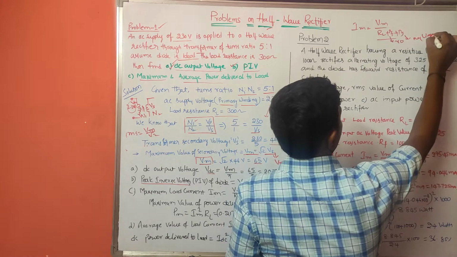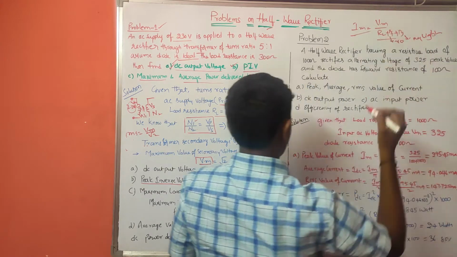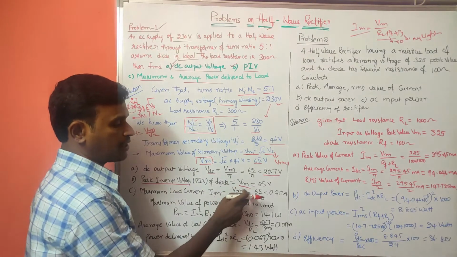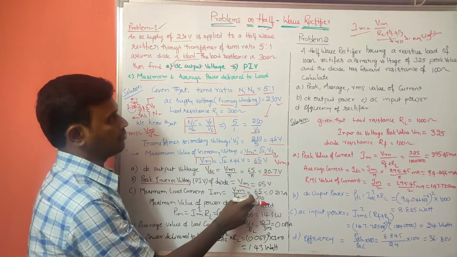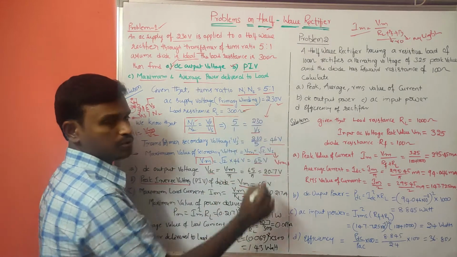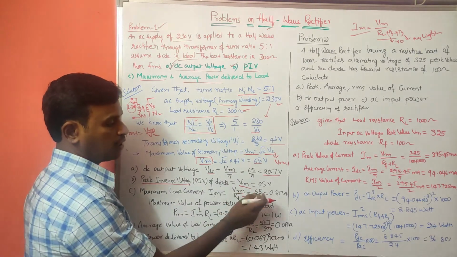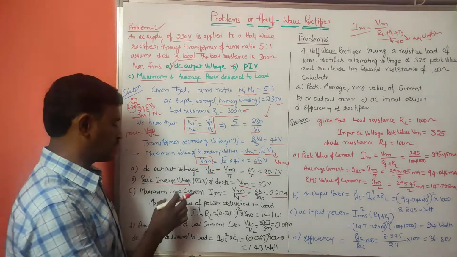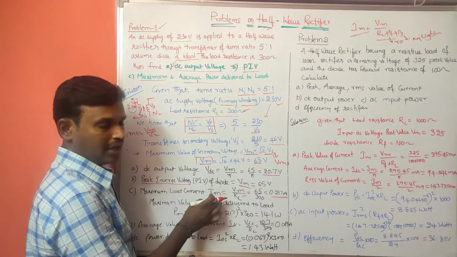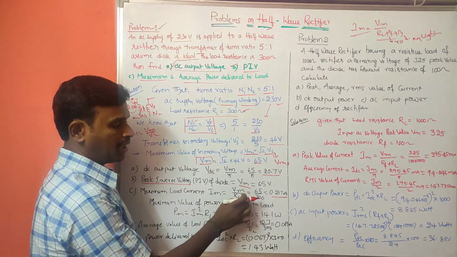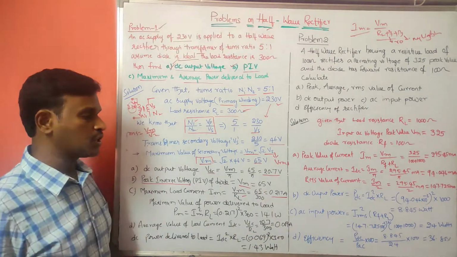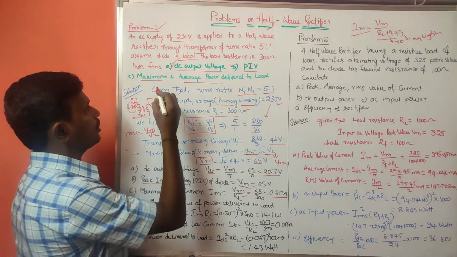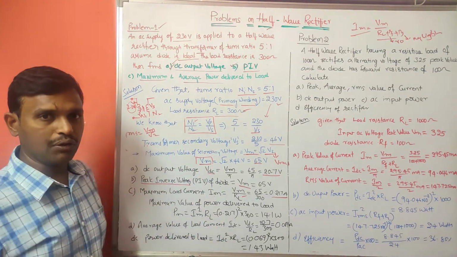Therefore, Im is equal to Vm by RL. Vm is 65 and RL is given as 300 ohms. If you calculate this, you will get 0.217 amperes. So what is the maximum load current delivered? Im is equal to Vm by RL, that is 65 by 300, that is 0.217 amperes. That is the maximum current we have calculated.